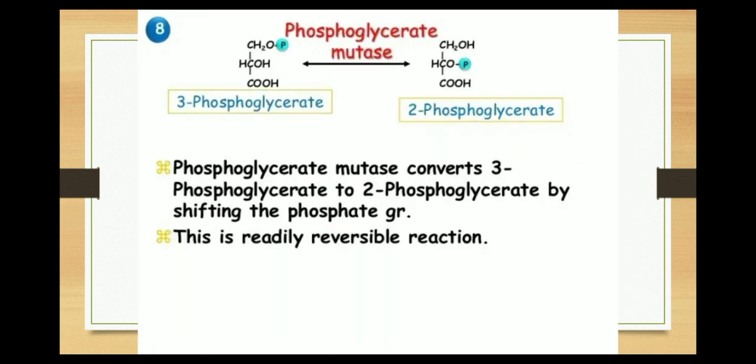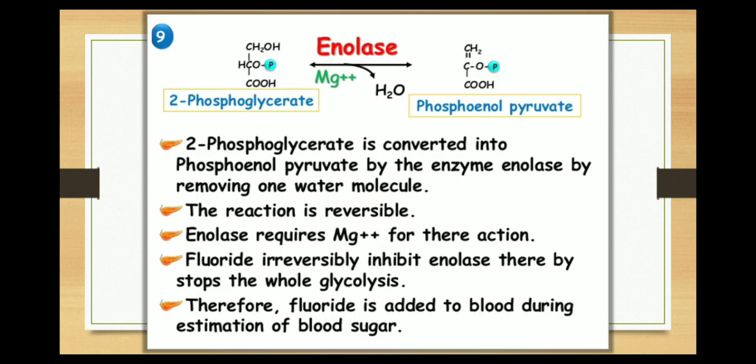Now in the eighth step, 3-phosphoglycerate is converted into 2-phosphoglycerate. This is nothing but the shifting of the phosphate group. Here you can see the phosphate group is shifted from the third position to the second position. This is a readily reversible reaction. Let's move on now.